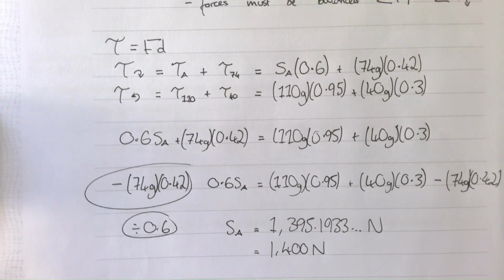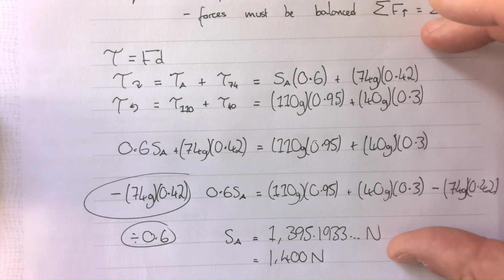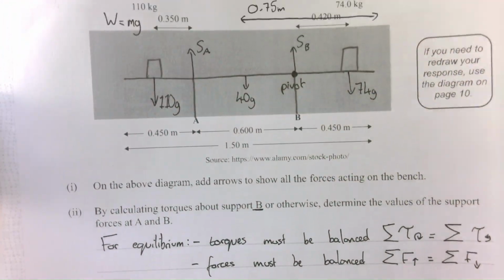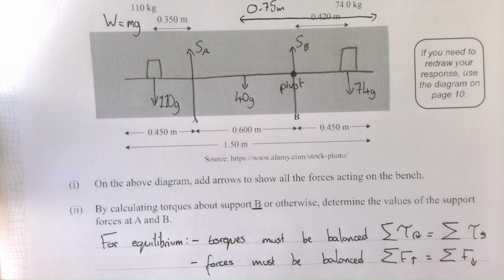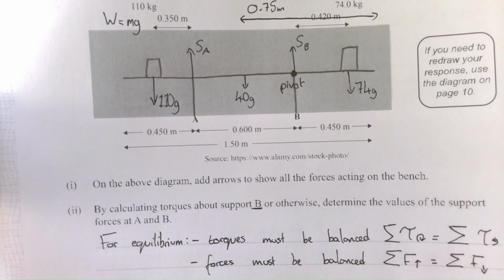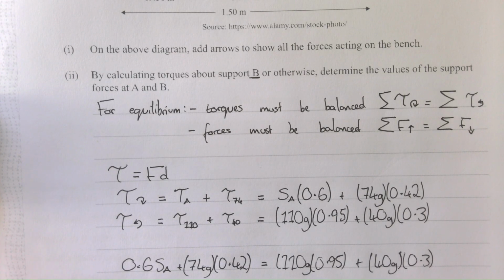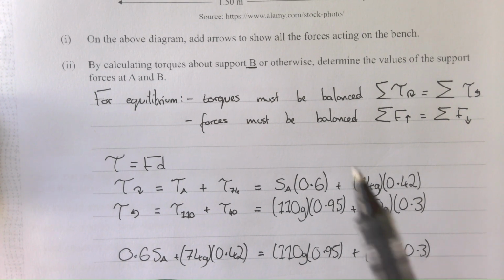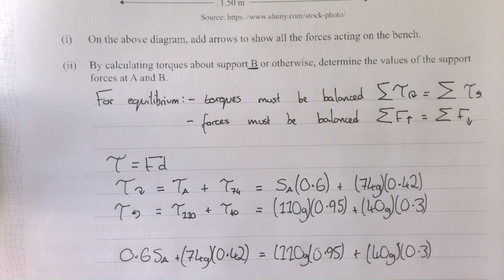One's quicker than the other, but one, if you did this bit correctly, is essentially doing it again, but instead of measuring from the pivot point here, you measure from the pivot point at A. You do exactly the same thing, just with slightly different distances and slightly different ways round. The other, quicker way is this forces must be balanced idea here.